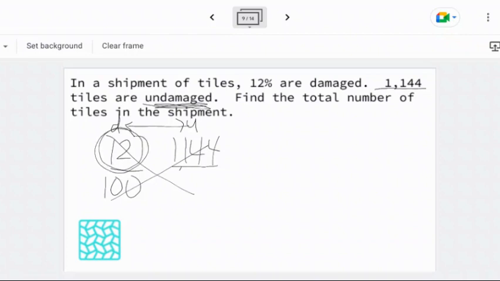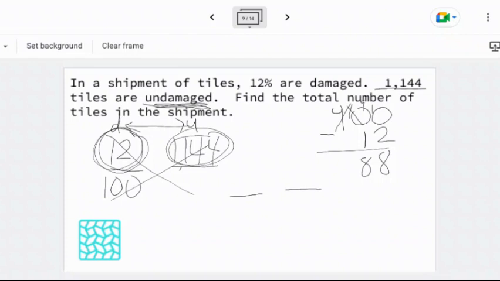If 12% are damaged, can we figure out what percent are undamaged? Yeah, the rest of them. We do 100. We take away the 12% because we know 100% is all of them. Okay, we go over and borrow. 10 minus 2 is 8. 9 minus 1 is 8. So now we can set this up. We got to be careful that these match. If they don't, we got to do some subtracting. So we know then that 88% are undamaged.